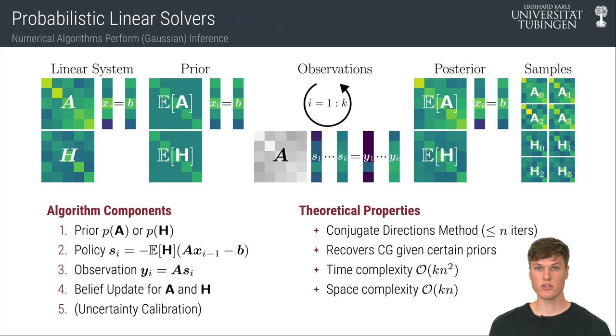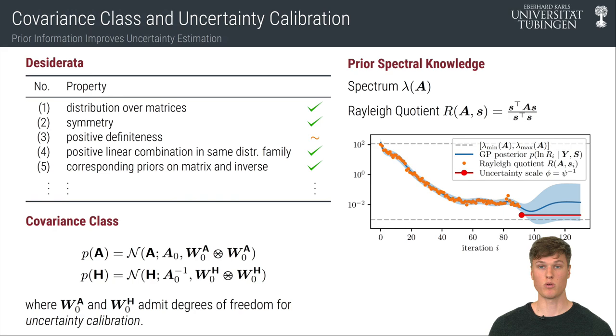Now, under certain assumptions on the covariance class that you use for this solver, you can actually recover the method of conjugate gradients, which is state of the art for these types of very large scale linear systems. And we also obtain the same complexity class in time and space. Now, one primary shortcoming of these types of probabilistic linear solvers is that they're typically miscalibrated, meaning that they don't faithfully represent the error to the true solution in their uncertainty.